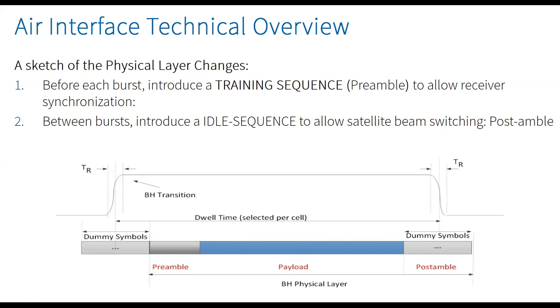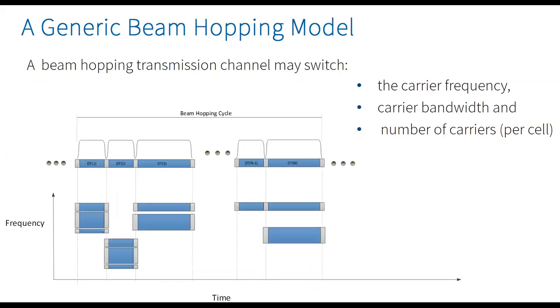So for that, there's an idle sequence. These are the two elements that have to be introduced to the new air interface protocol. When we started the work on beam hopping, there were of course different solutions being put forward, but in principle, both of them needed to address these two principles in the definition of the air interface. Then from that definition, we went on to define a generic model for beam hopping, trying to accommodate different technical characteristics that a beam hopping system should contain.